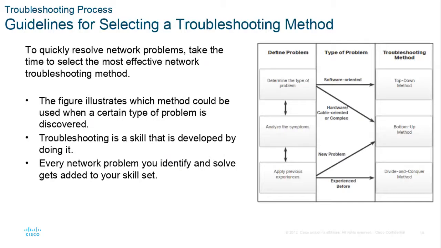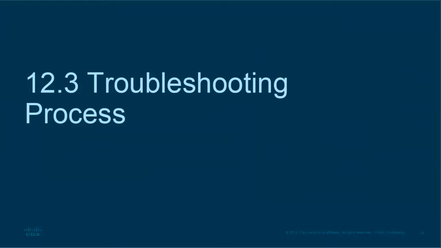So this figure shows what to do when a problem is discovered. If it's a software-oriented problem, we should probably go top down and work our way down. If we think it's a hardware type of problem, we're going to do the bottom-up method. If I have previous experience and I've gained some knowledge, then I can go with the divide and conquer method. Oh, I remember this problem. It looks like it's a bad subnet mask to me. If it's a new problem to you, if you have some experience, then you'll use bottom up or top down, depending on whether it's hardware or software, to try to solve it.